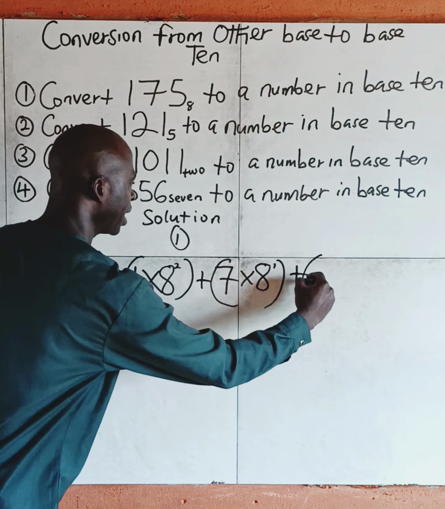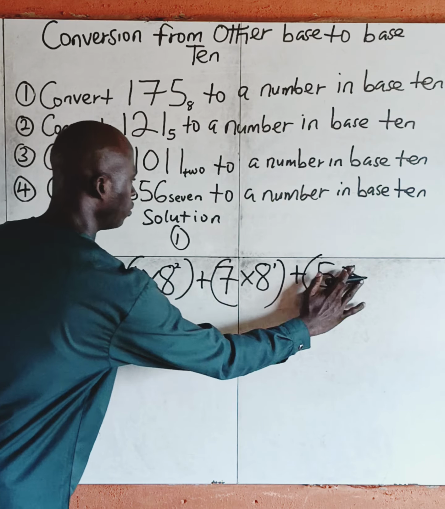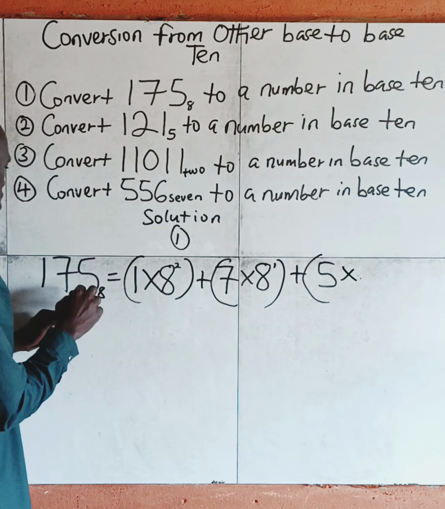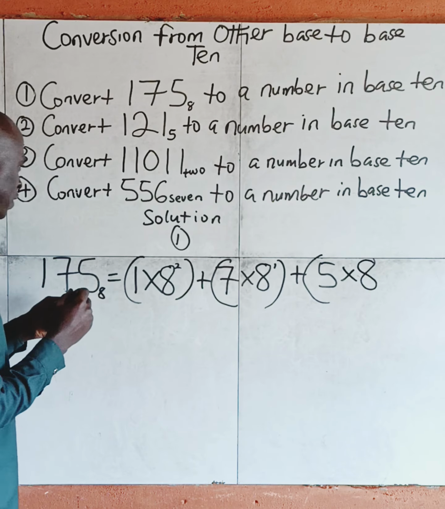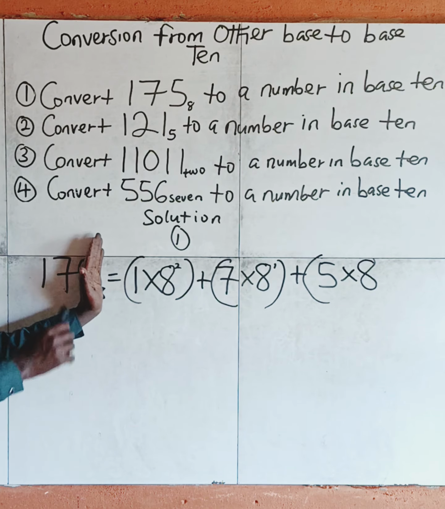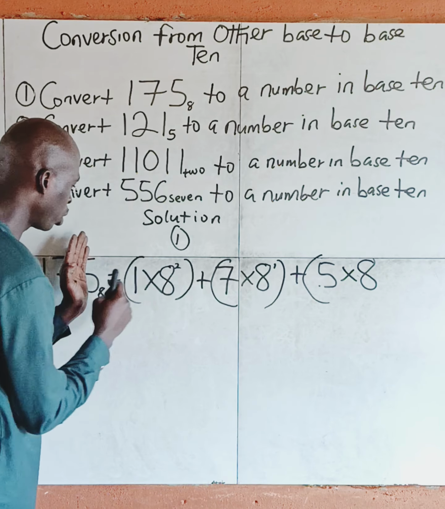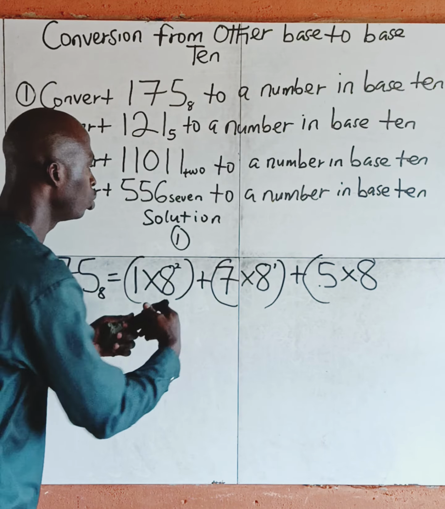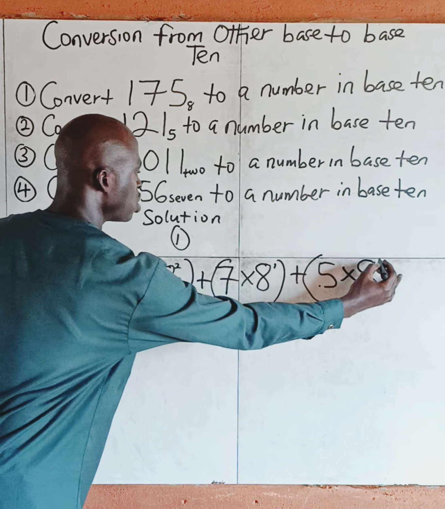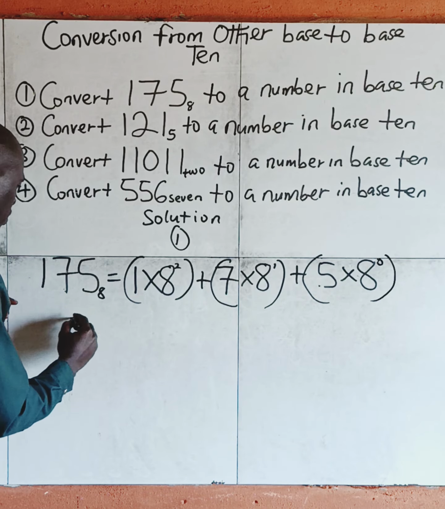I open another bracket. This is 5 multiplied by, now 5 multiplied by what is our base? Our base is 8. Now, if I close this 5, this digit, can you see any digit left? No. So if there's no more digit, you say 0. You close your bracket. At the end of the day, you simplify further.